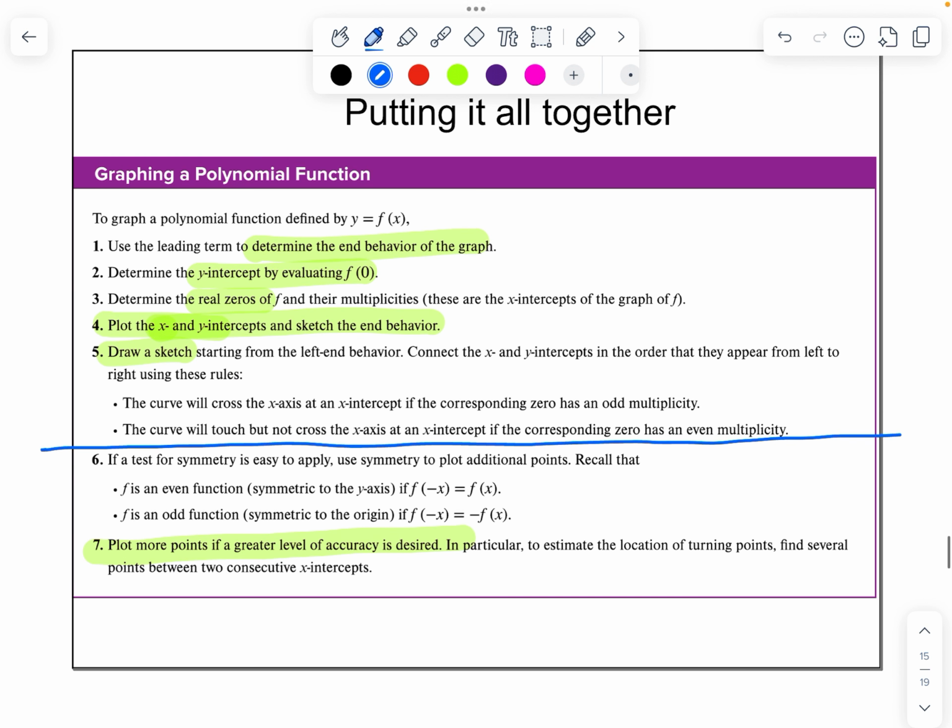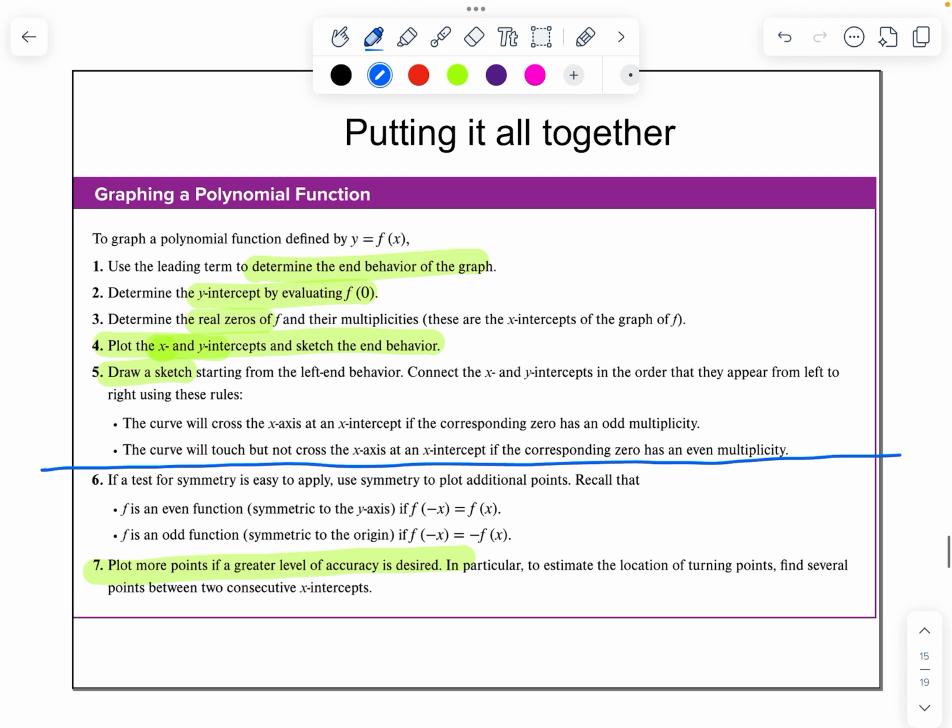All right, putting it all together, when we go to graph these things, what we're going to do is first look at the end behavior, right? We're going to determine whether it's going up or down on the left and the right. We're going to determine the end behavior on the right, the end behavior on the left. That's going to give us a general idea of what the function is doing at the extremes.